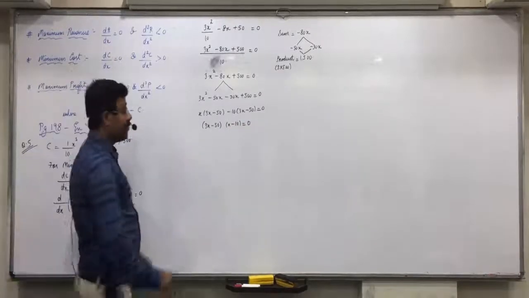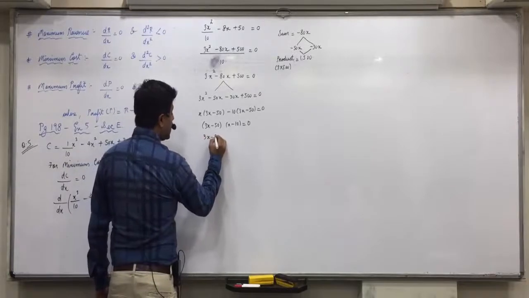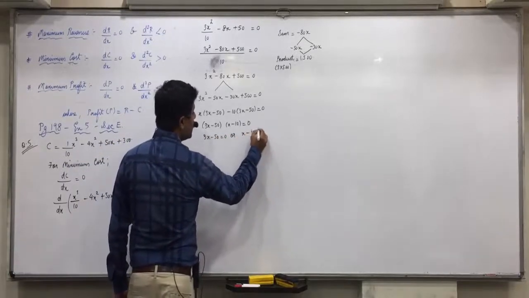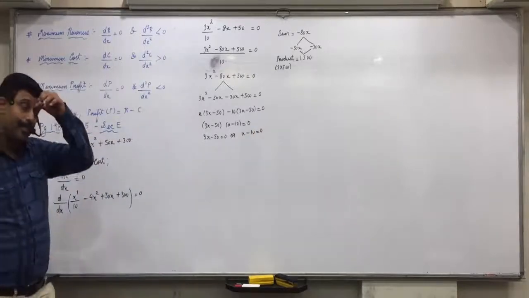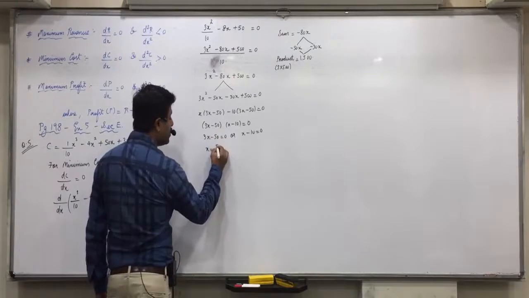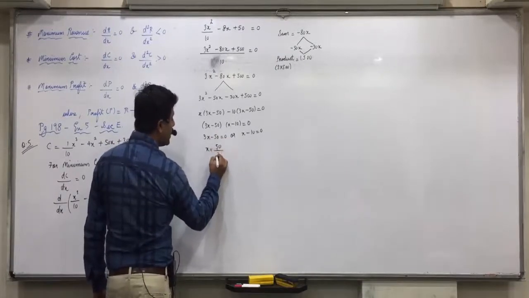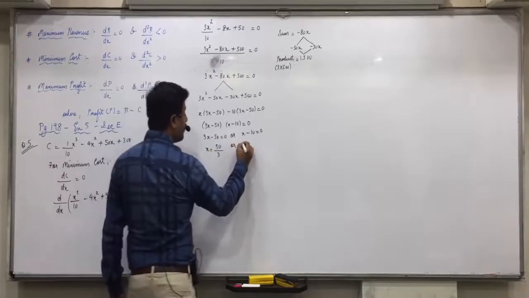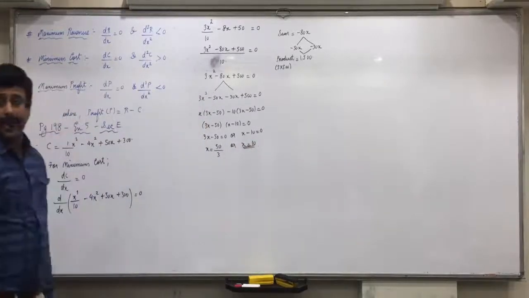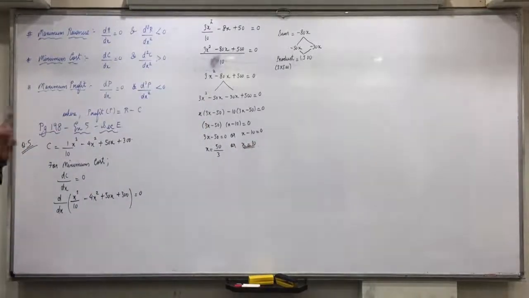equals to 0. Either 3x minus 50 will be equal to 0 or x minus 10 will be equal to 0. So x will be minus 50 on the other side becomes plus 3 on the other side gets divided, or x equals to 10. Any confusion in this? Now see, two values are there.